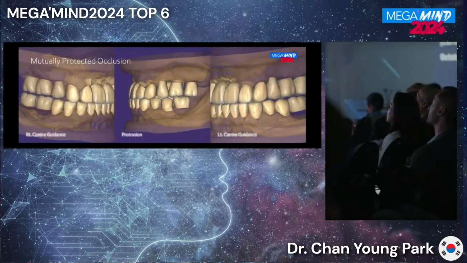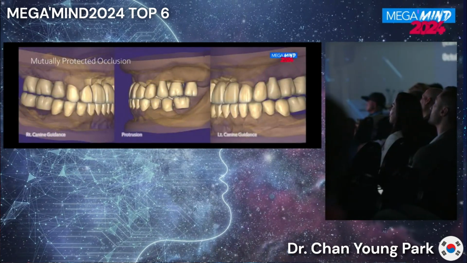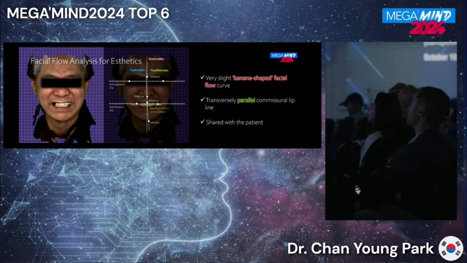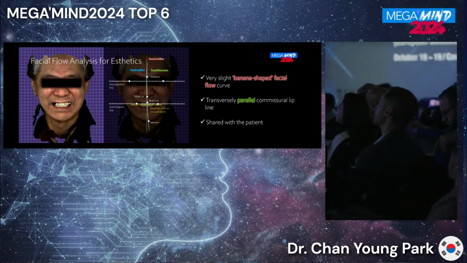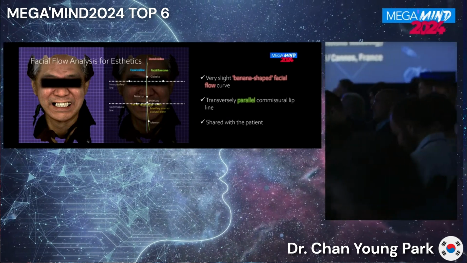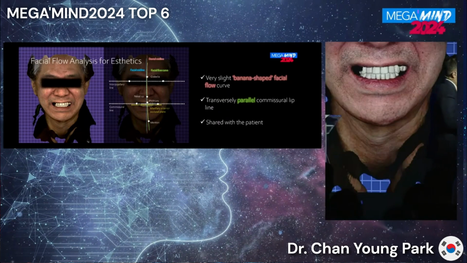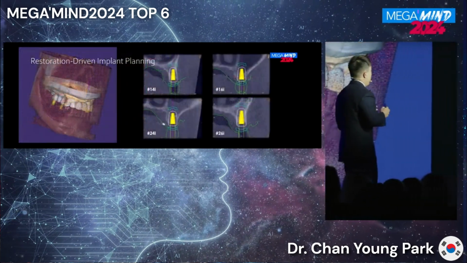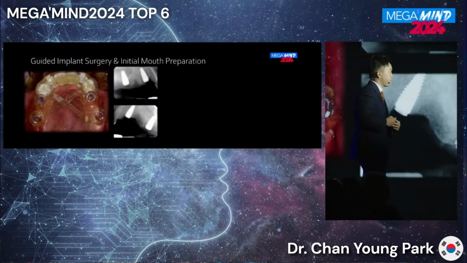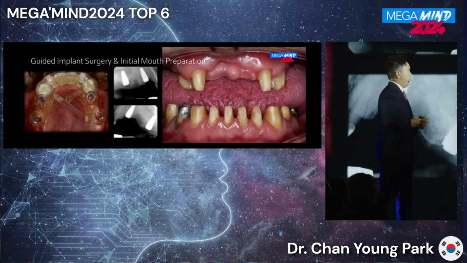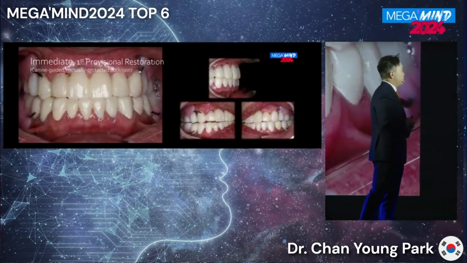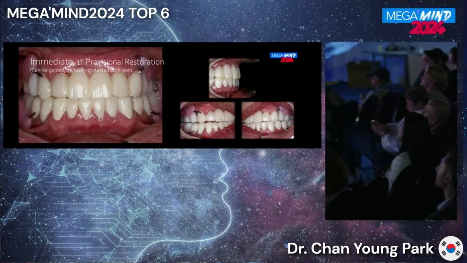For the occlusal scheme, mutually protected occlusion was set while checking the facial aesthetics so that the dental midline follows the patient's banana-shaped facial flow curve, and so that the anterior occlusal plane should blend with the commissural lip line. So based on the wax-up, implant padding was done, leading to the guided implant surgery with the initial mouth preparation. And at this point, immediate provisional restorations were delivered with canine guidance in check.